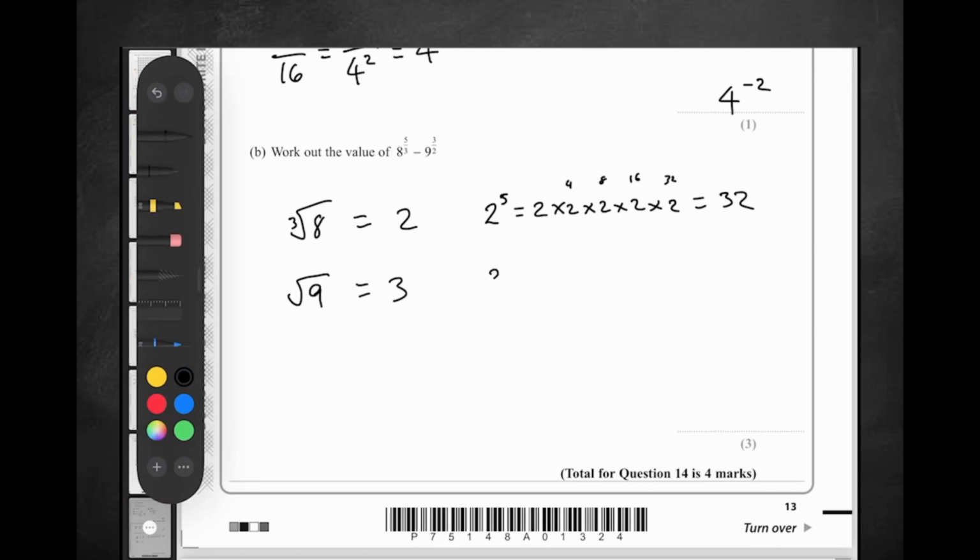And then this wants us to do 3 to the power 3 afterwards. 3 times 3 times 3 equals 27. Therefore, our question is 32 minus 27, which is a considerable lot easier than the question they gave us. And the answer is 5.